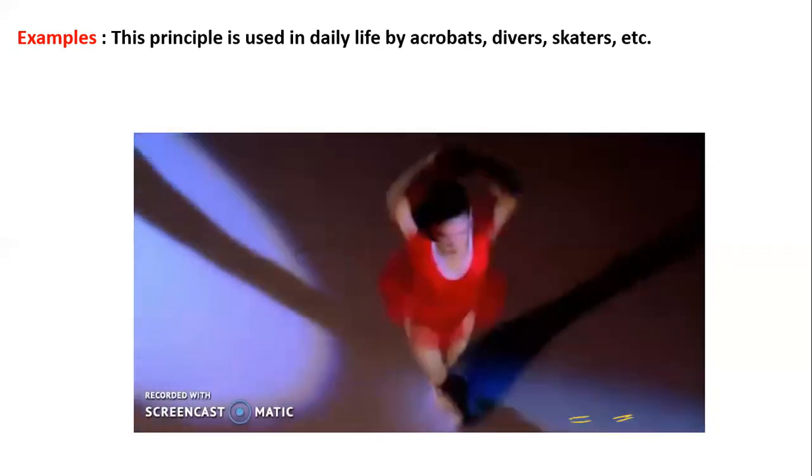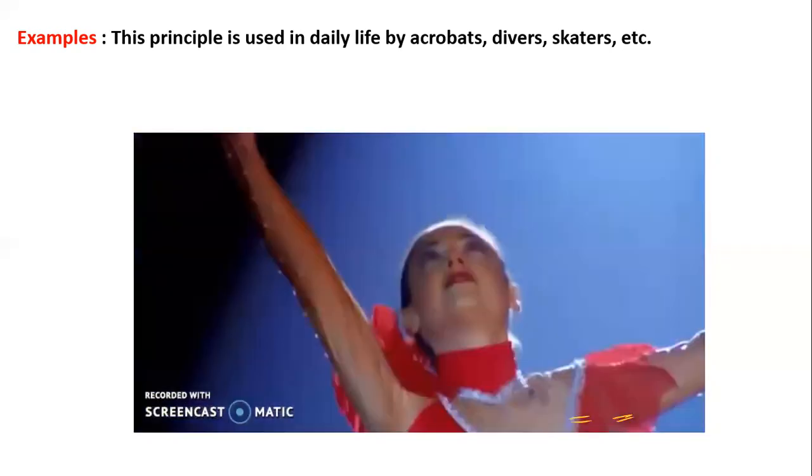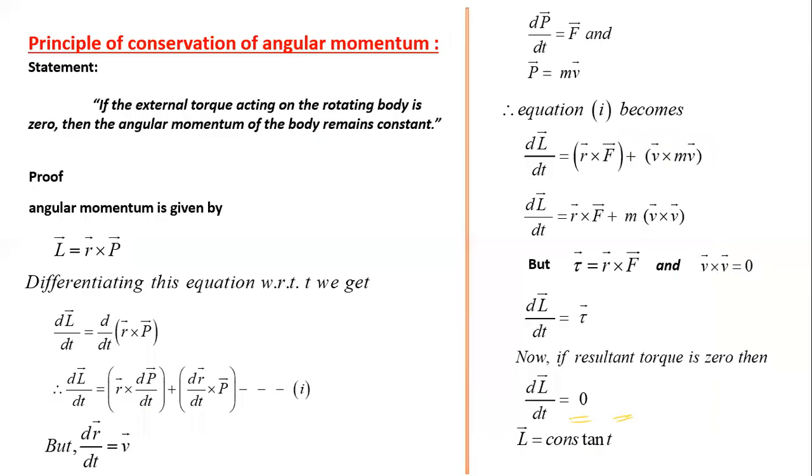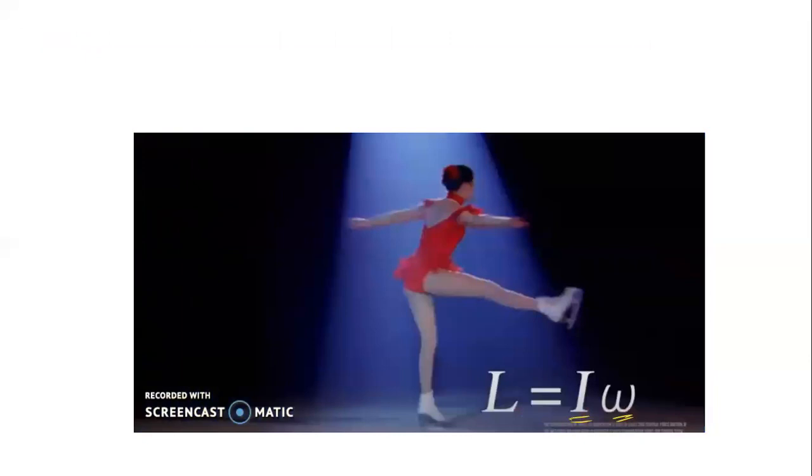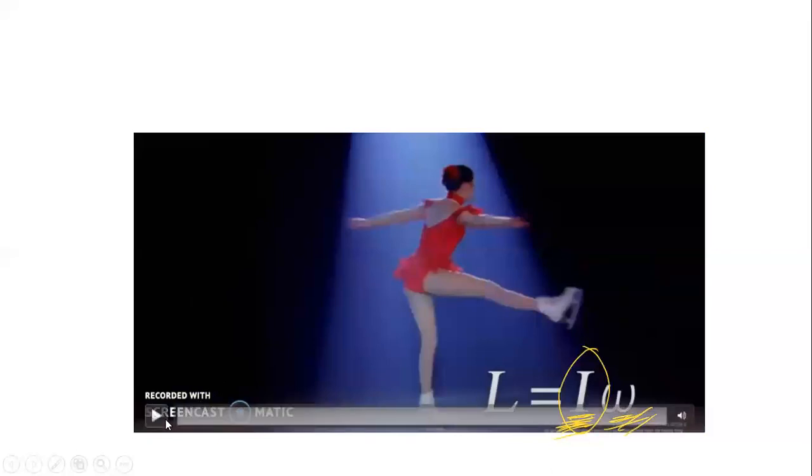So this is the conservation of angular momentum. I repeat it again. When the leg and hand are outstretched, I is more, so omega is less. But as the dancer folds her leg and hand, I decreases, so omega increases. So I omega is constant. You can see this again. And the dancer uses this principle very effectively during dancing.